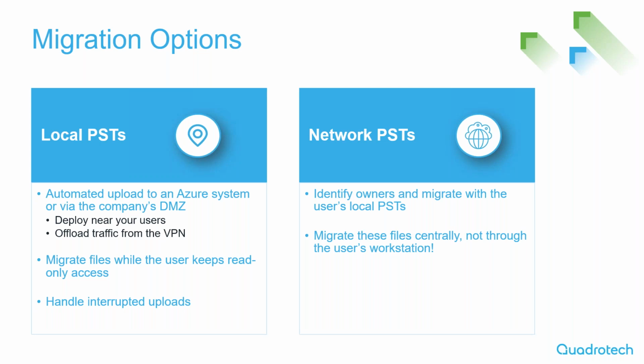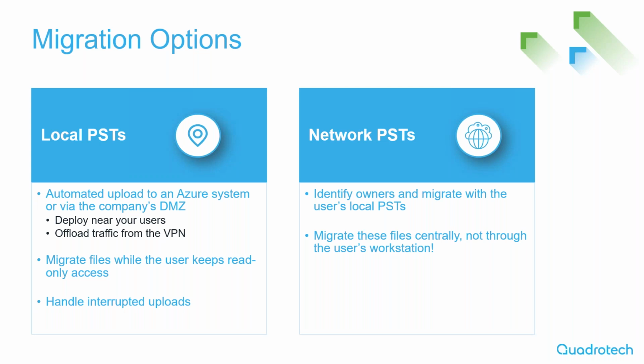For network PSTs, you want to ensure again that the ownership is known and migrate them at the same time. When you enable a user, you want to ensure that you're migrating that user at the same time, both the network PSTs and the local PSTs. Again, this prevents the user from trying to go around the migration process and just gets that entire issue remediated so that they can move forward in their new working environment.